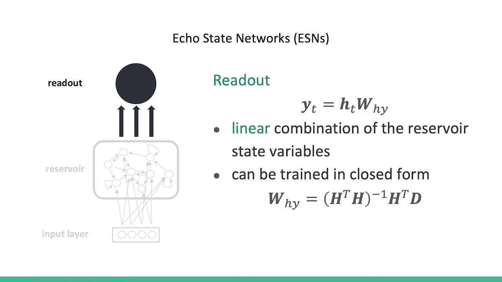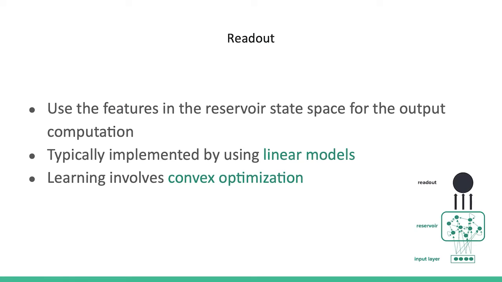Okay, so you can see, for example, a pseudo inverse algorithm, and the basic idea of the computation performed by the readout is that it uses the features in the reservoir space for doing the output computation. Typically, it is implemented by using linear models. So this involves convex optimization with a number of properties that you can use. And in practice, you can use all the outcomes from the linear literature. So you can use lasso, for example, to introduce regularization. This is quite flexible. You can even use a dense layer that is trained using a state-of-the-art optimization algorithm that you can find in Keras or PyTorch, okay? It's just that in the literature, this typically becomes amenable to convex optimization, which is typically not the case for fully trainable architectures.